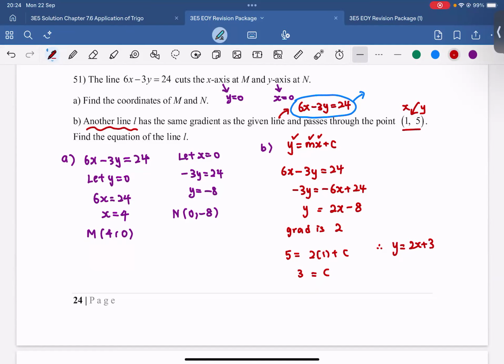Okay? So very typical. Finding the equation of a line is something that you must know. You cannot not know it. It will definitely come out for O level. It will definitely come out for the end of year exam, or next year your prelim, everything should come out. It's something that you cannot not know. Okay?